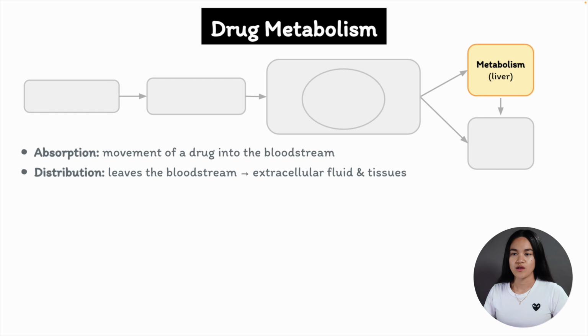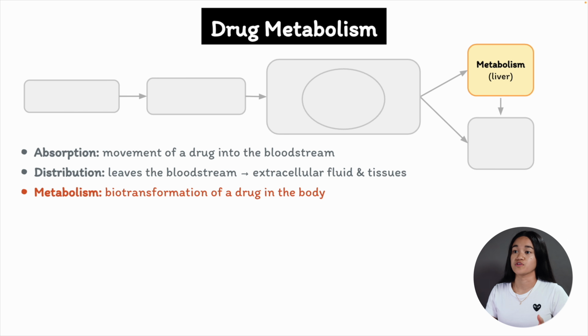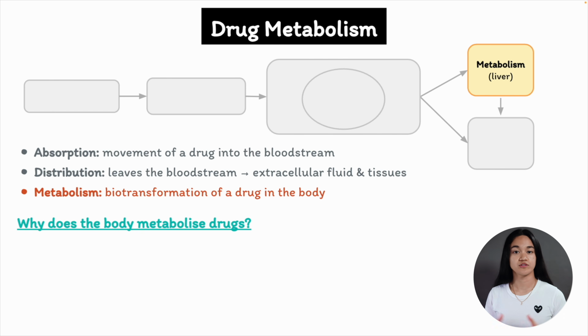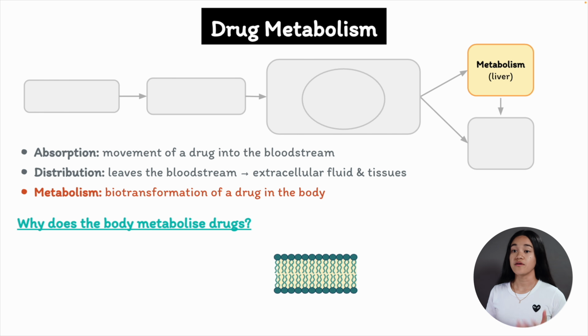Okay. We define metabolism as the biotransformation of a drug in the body. By biotransformation, we mean a chemical reaction that the body performs on the drug, okay? The next question then is, why does the body metabolize drugs? For drugs to pass through membranes and barriers in the body, they must be lipid soluble, allowing for absorption and distribution throughout the body. We covered this in previous lectures.